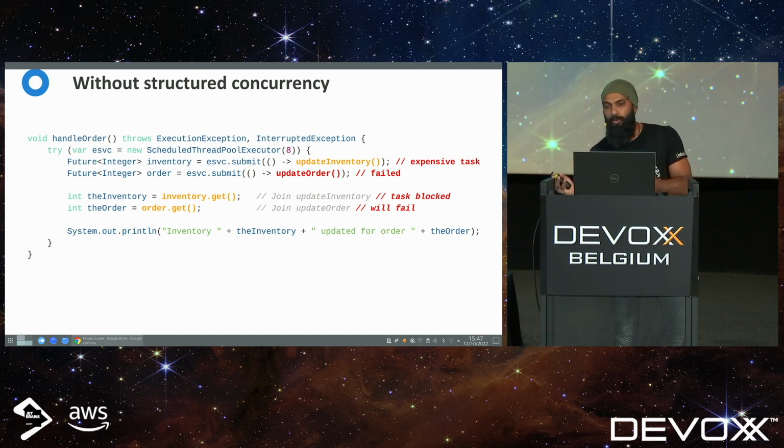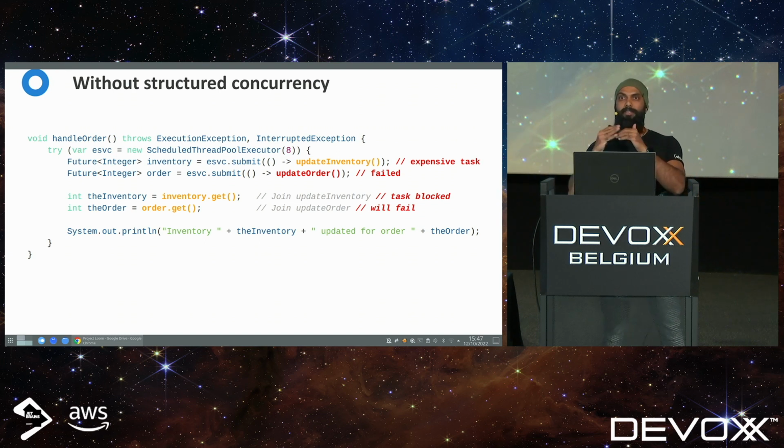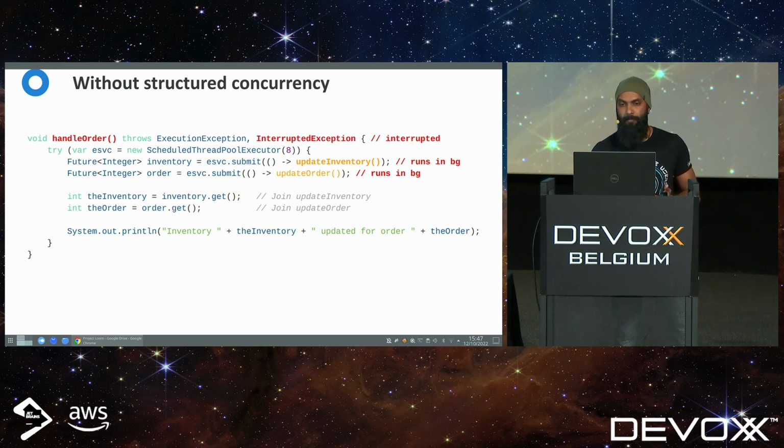So even though update order threw an error, ideally we would like handle order to cancel update inventory so that we can save some resources, but that's not going to happen because the failure doesn't propagate through. And update order, since it failed, the entire thing is going to get stuck on inventory.get because it is still expecting that to complete, because it is a long-running operation. This entire handle order method is going to wait until that happens. That is a waste of time for us.